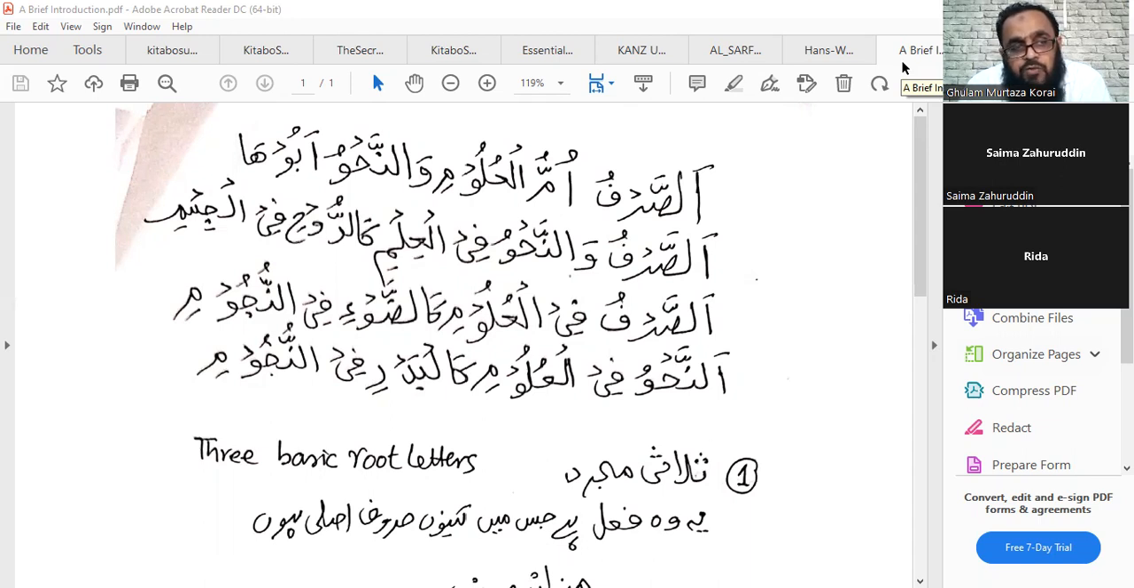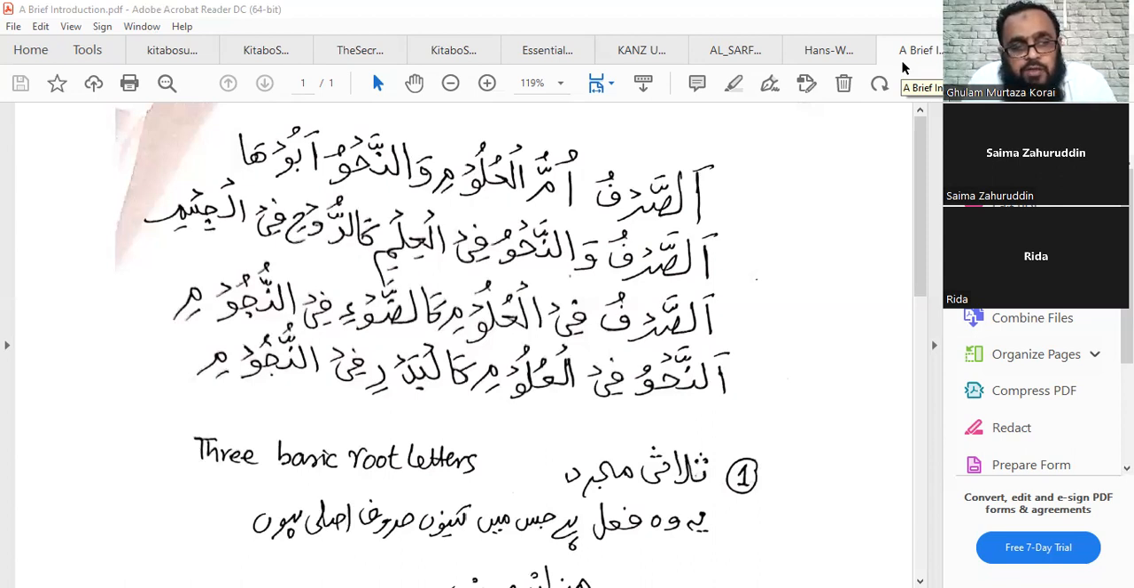As-sarfu wa nahwu fil ilmi karruhi fil jismi. Means these two, as-sarf and nahw, they have such importance in a language or in knowledge, like the soul has importance in the body, right? This means they are so important.